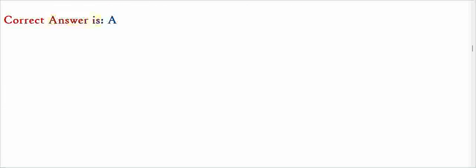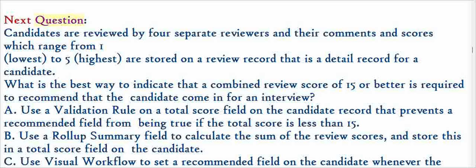Correct answer is A. Candidates are reviewed by 4 separate reviewers and their comments and scores, which range from 1 lowest to 5 highest, are stored on a review record that is a detail record for a candidate. What is the best way to indicate that a combined review score of 15 or better is required to recommend that the candidate come in for an interview?